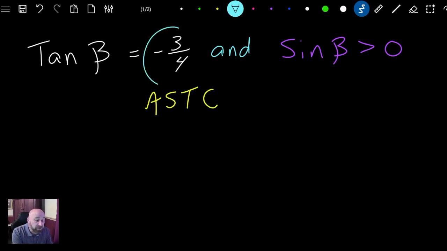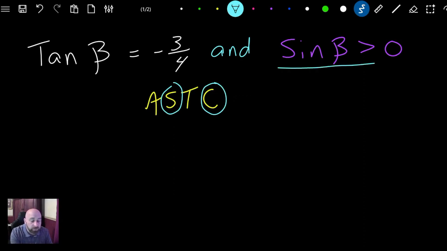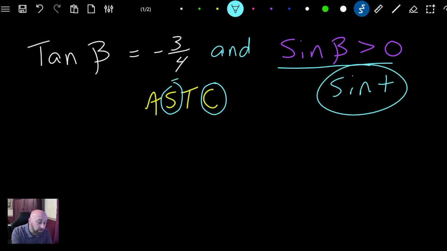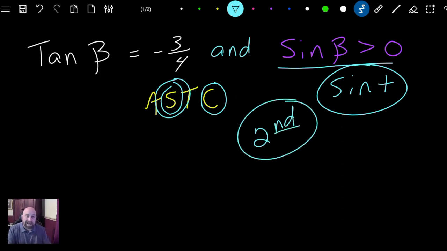So the tangent of beta, tangent is negative. So where is tangent negative? Well, it's negative in the second and it's negative in the third. All right, so now we'll come over here and we'll ask, the sine of beta is greater than 0. What does that mean? That means that sine is positive, right? Greater than 0 means positive. So where is sine positive? Well, that's right here. So we are in the second quadrant, okay? How did we figure that out?